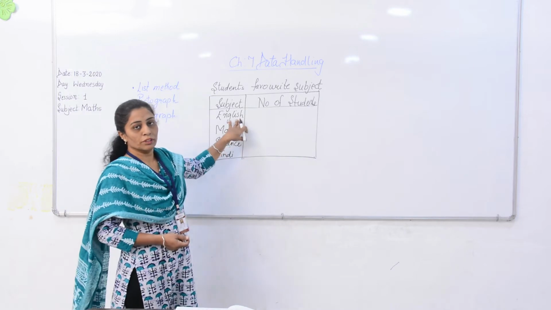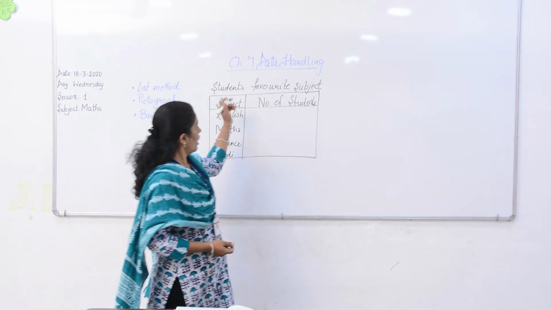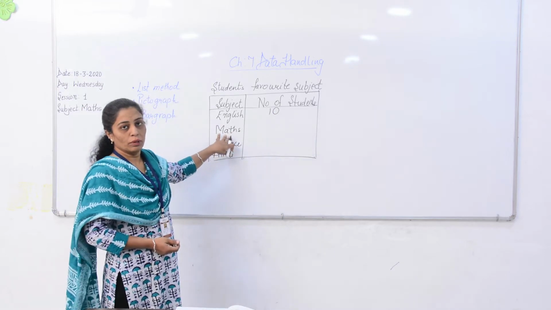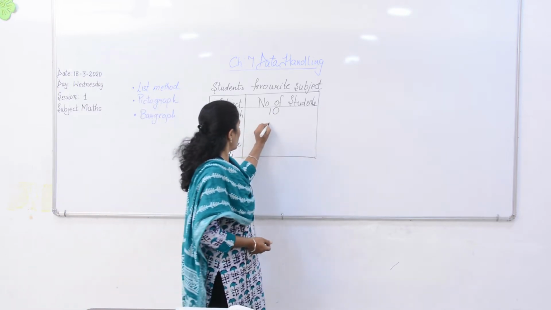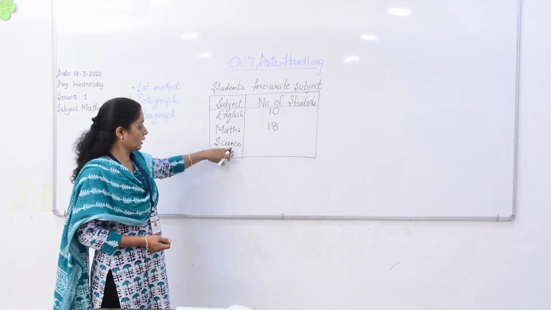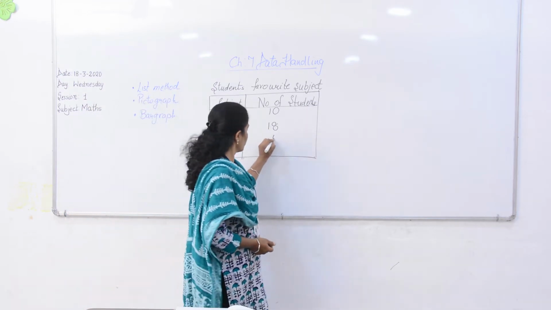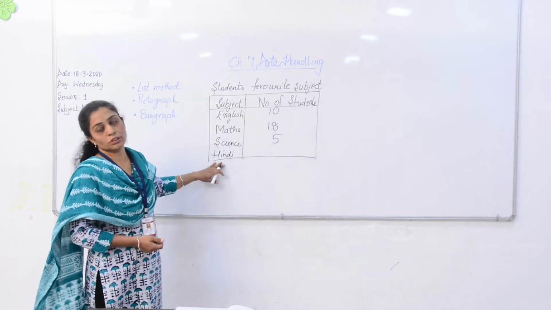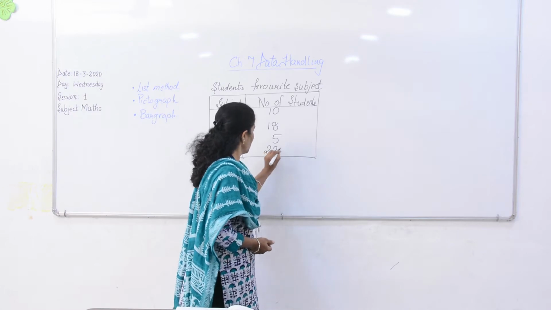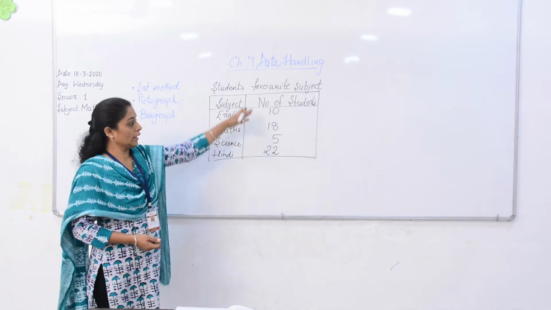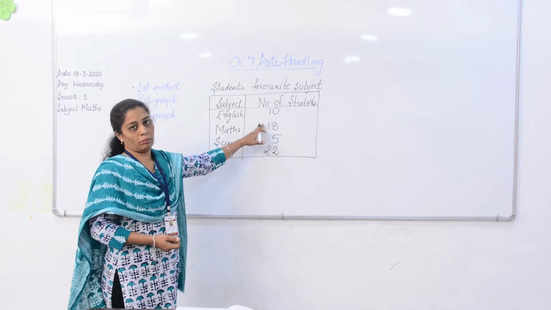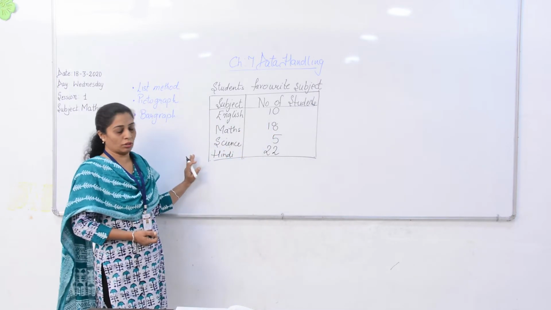So the number of students who love English are 10. Number of students who like maths are 18. Number of students who like science are 5. Number of students who like Hindi are 22. Now this data is collected and kept in a table form. Now, going through this table, we will answer some of the questions.